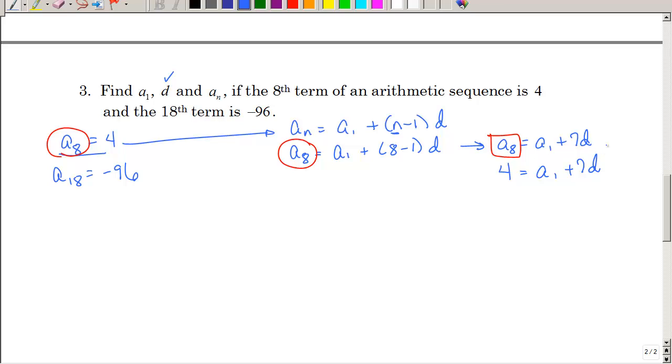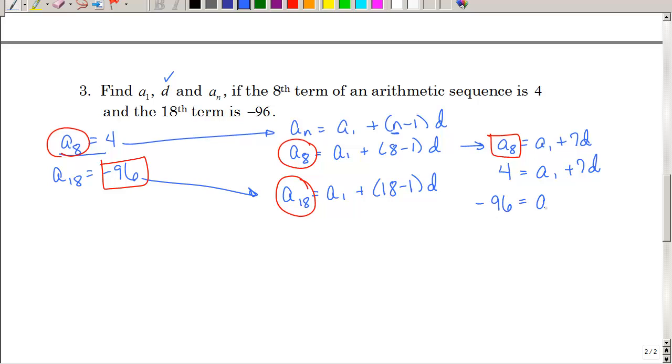I know that's not helpful, but that's what I've got. All right, let's do the same thing here. I know the 18th term. A1 plus 18 minus 1 times d. But again, what is the 18th term? Negative 96. So I can write that as negative 96 equals the first term plus 17d. That's what I've got. I've got two equations, two unknowns, and I need to solve for A1 and d so I can write my nth term formula.